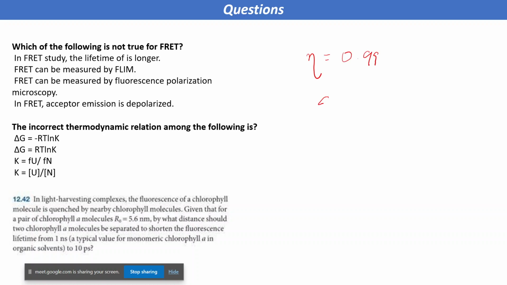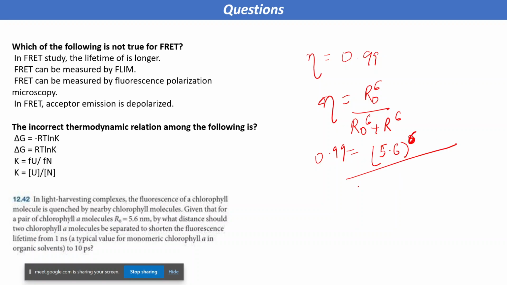Now if you put the value of the energy transfer efficiency in this formula, and R naught, you know, was 5.6 nanometer, r to the power 6 you can now calculate. So just solve it.